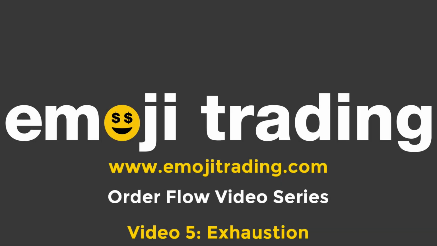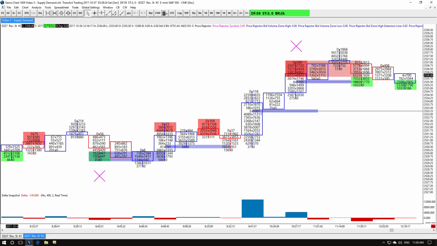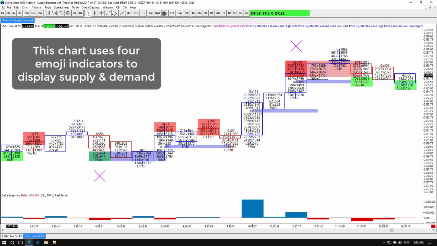Welcome to video 5 from Emoji Trading, looking at order flow and how we bring that to life using the Emoji Trading order flow suite running on Sierra Chart. In our next 3 videos, we're going to evolve our view of the market to identify the underlying supply and demand levels that occur every day, every tick within the market.